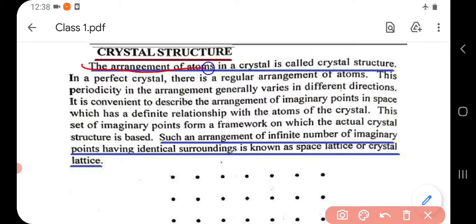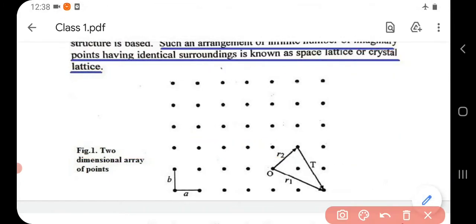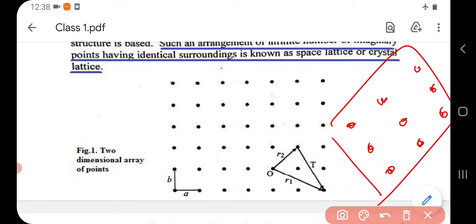And the arrangement of atoms in a crystal is called crystal structure. Now an arrangement of infinite number of imaginary points having identical surroundings is known as a space lattice, just like that shown here. That is, you can have some dots, a regular arrangement of infinite number of imaginary points having identical surroundings. This is called a lattice.